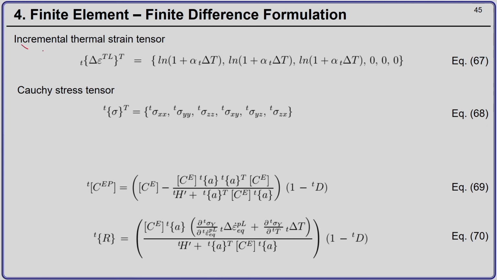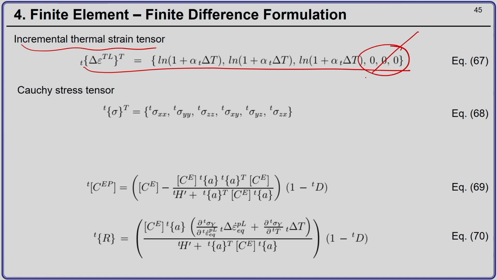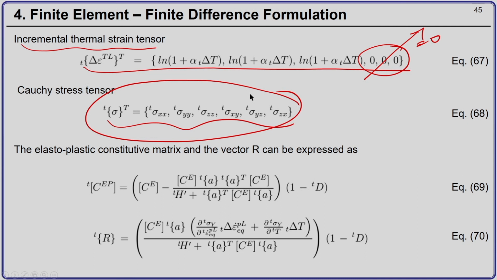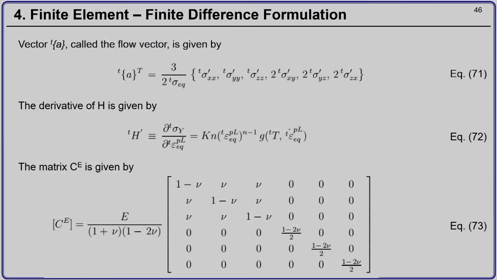Now, the incremental thermal strain tensor can be written in the following form, where the shear terms are neglected. Our shear terms are anyway equal to 0, so there are only normal thermal strains. The Cauchy stress using the Voigt notation we can write in this form. And then the elastoplastic constitutive matrix and the vector r can be expressed in the following form. You can simplify this yourself.